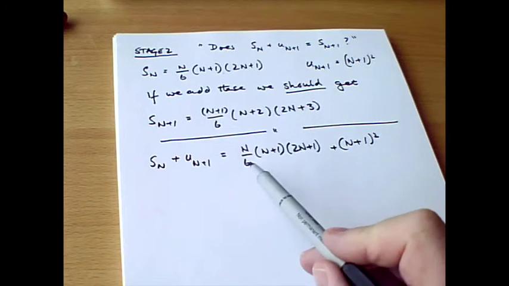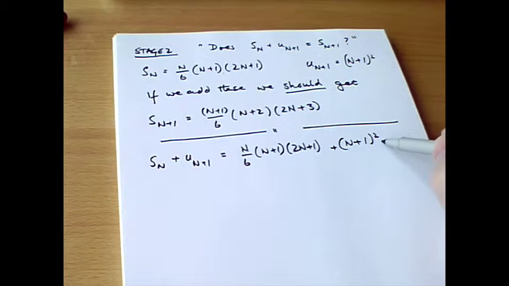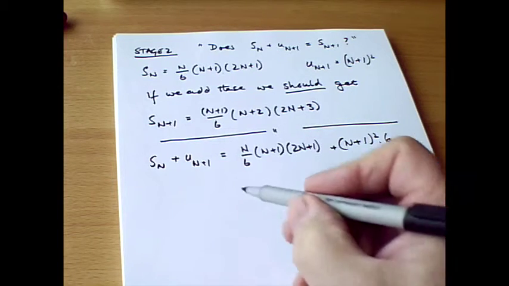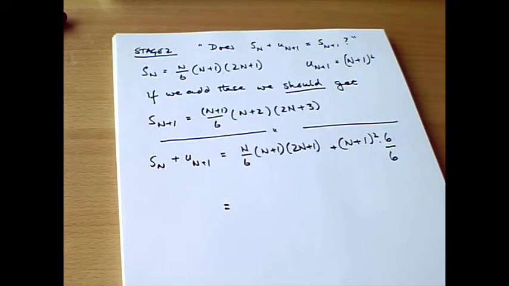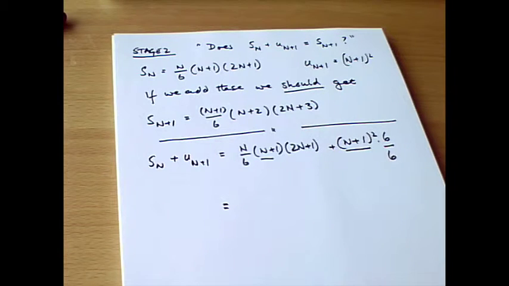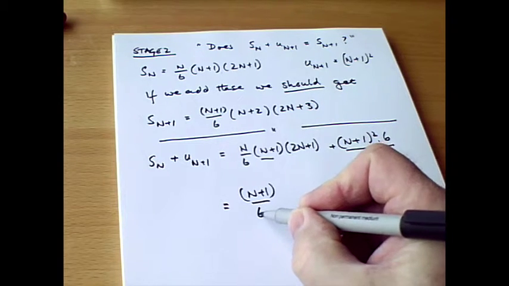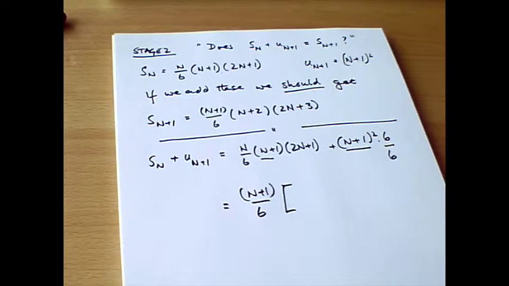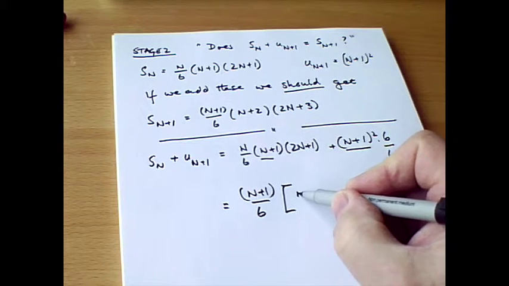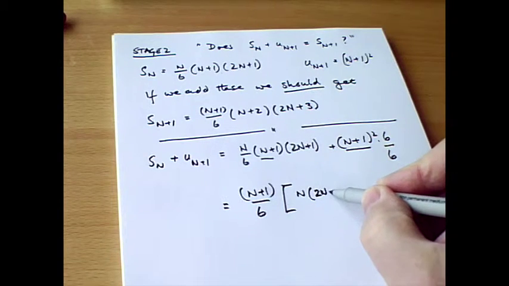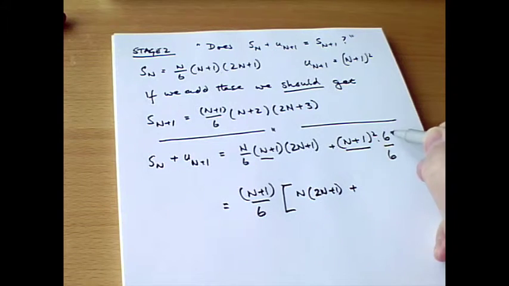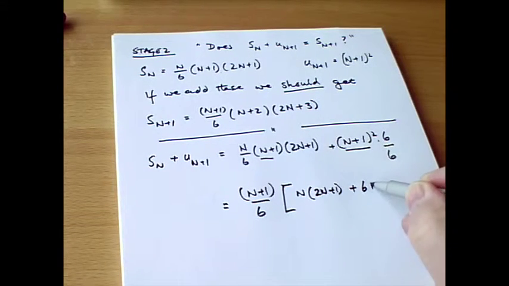The first thing we've got is we have this problem with a number 6. We get around that quite easily by taking the second term and multiplying by 6 over 6. Now, when we look at this, that could be a cubic, and cubic algebra is quite hard. So what we do is we look for common factors. We have n plus 1 over 6. The remainder of the formula is now going to be n into 2n plus 1 plus 6 lots of n plus 1.